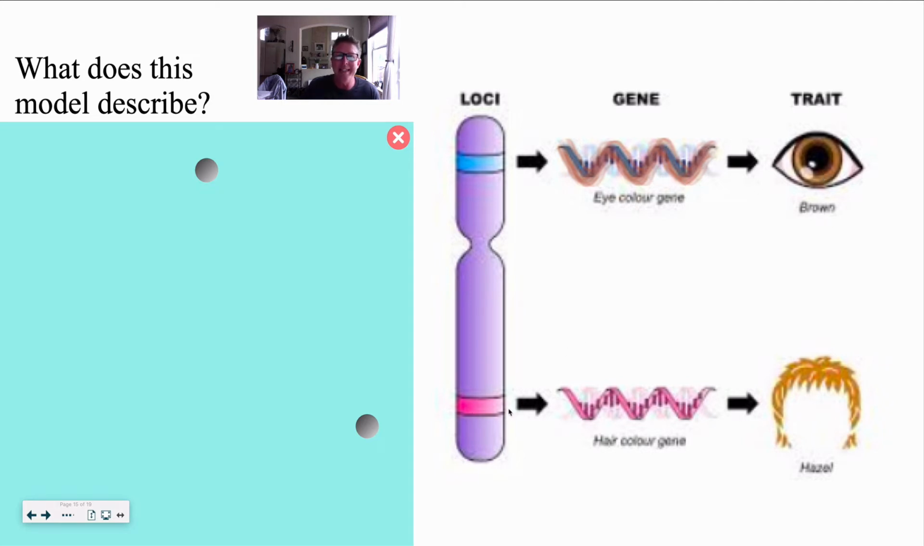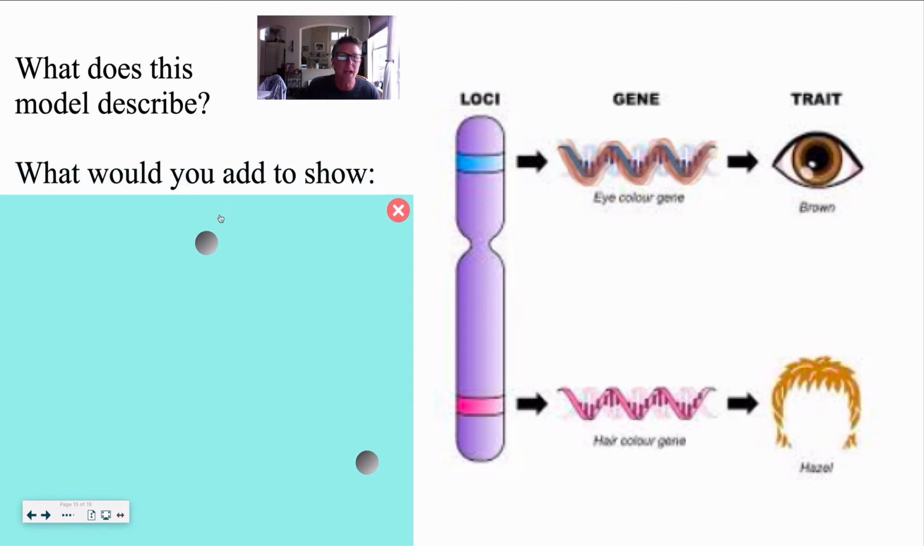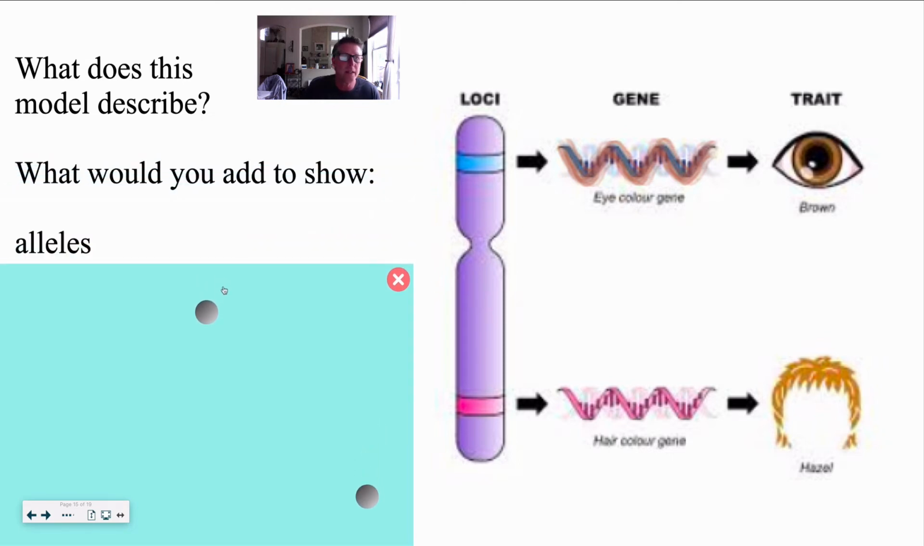Down here, a different loci, a different section of the chromosome, has a different sequence of bases. That DNA sequence of bases then is the gene for hair color, and this color of hair, then the trait comes out to be hazel. So I've got my DNA, represents the gene, that's the genotype, and that represents then a particular phenotype, which is the trait.